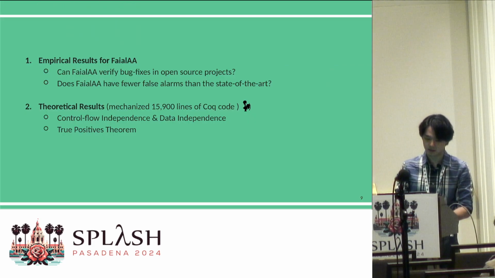So the structure of this talk will be in two parts. Firstly, the empirical results of Faial-AA. We asked two questions. Can Faial-AA verify bug fixes in open source projects? And does Faial-AA have fewer false alarms than the state-of-the-art? Second part is the theoretical results, mechanized in about 16,000 lines of code. I'm going to present about control flow independence and data independence, and then establish our True Positive Theorem.